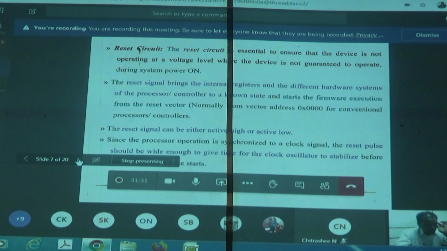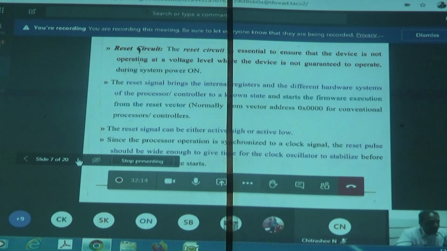The reset signal brings the internal registers and the different hardware systems of the processor or controller to a known state and starts the firmware execution from the reset vector. Once a reset is applied, either automatically or by pressing a reset button, all the registers will be loaded with the initial values. From where do you get these initial values? These initial values are already available in the memory. From the memory, those initial values are loaded, and the firmware or system program execution happens normally.